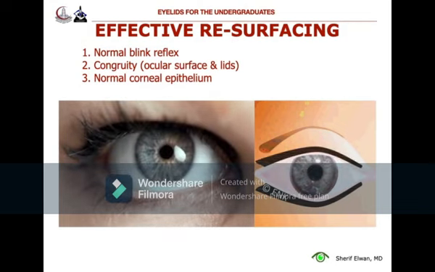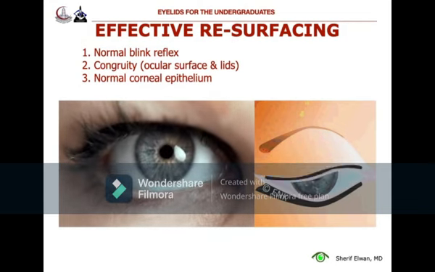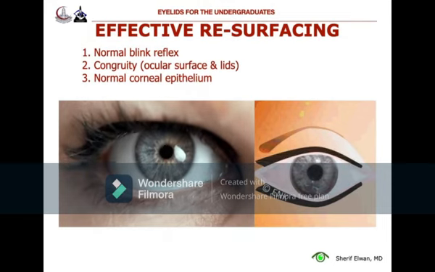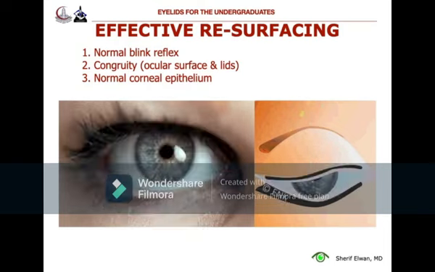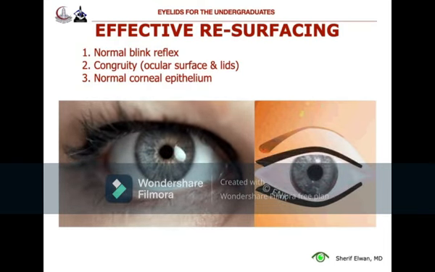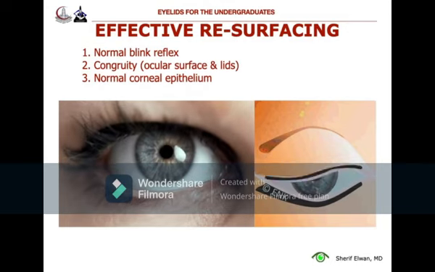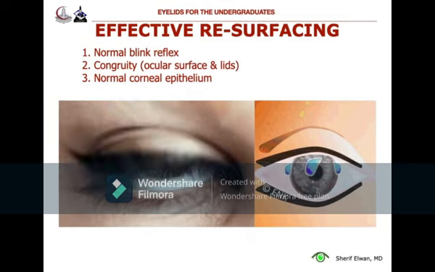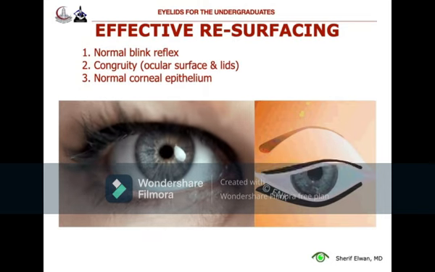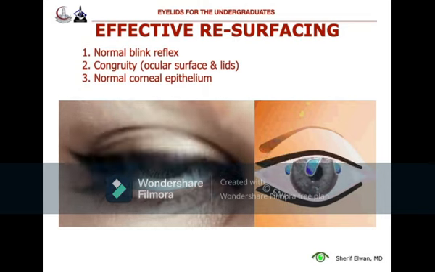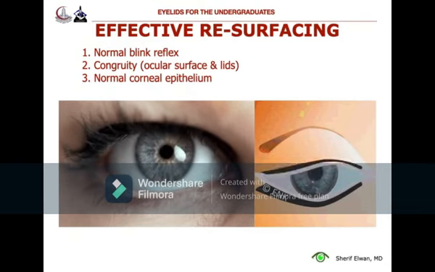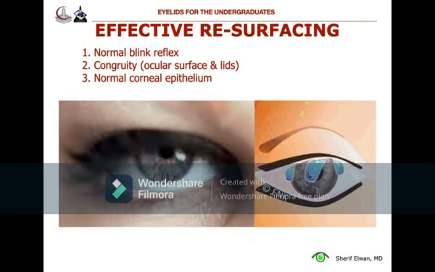This resurfacing is an effect of three functions. The first is the normal blink reflex, our eyelids blink 15 times a minute. And second is the congruity, the complete contact between the eyelids and the ocular surface. And finally, a normal corneal epithelium devoid of any defects like ulcers or other abnormalities.